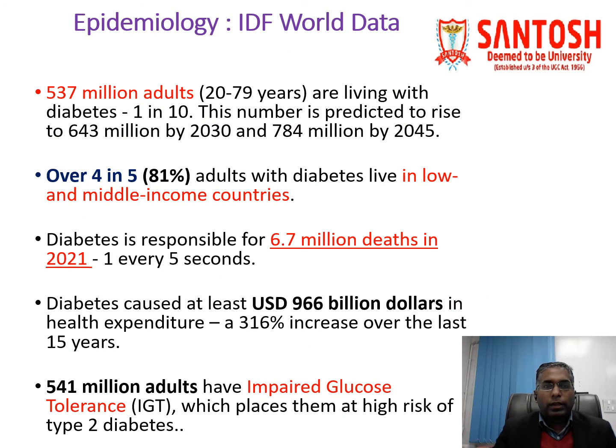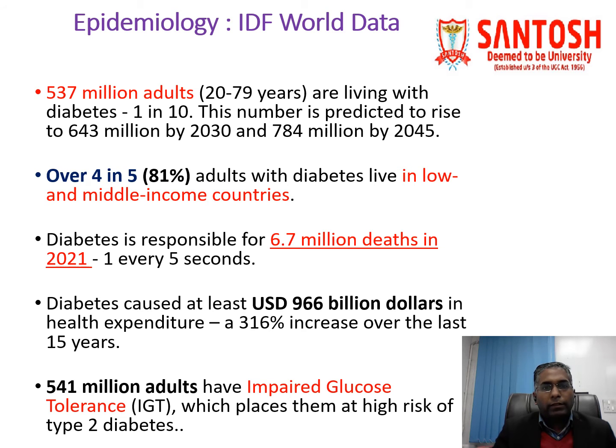We should always know the epidemiological data. As per the International Diabetes Federation, the world data shows there are 537 million adults in the age group of 20 to 79 years living with diabetes. That is 1 in 10 persons. This number is predicted to rise to 643 million by 2030 and 784 million by 2045.